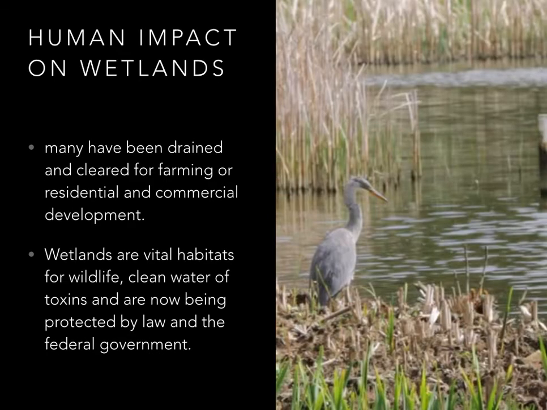So how do we impact wetlands? A lot of them have been drained and cleared for farming or development. And like I said earlier, we're starting to get more policies to protect these lands because they are important not only for the ecosystem, but they're important for flood control for our development as well. So wetlands are also vital habitats for wildlife, which we just talked about. They clean water of toxins and are now being protected by law and the federal government.